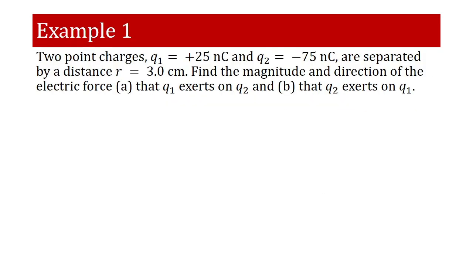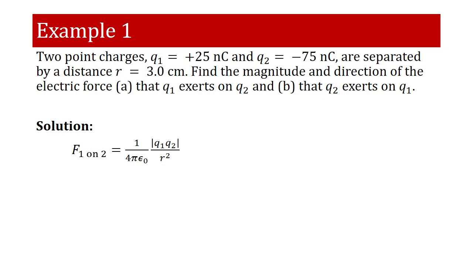Okay, let's have our first example. 2 point charges, Q1 is equal to 25 nanocoulombs and Q2 is negative 75 nanocoulombs, are separated by a distance of 3 centimeters. Find the magnitude and direction of the electric force that charge 1 exerts on charge 2, and B, that charge 2 exerts on charge 1. So we will use the formula by Coulomb's law.